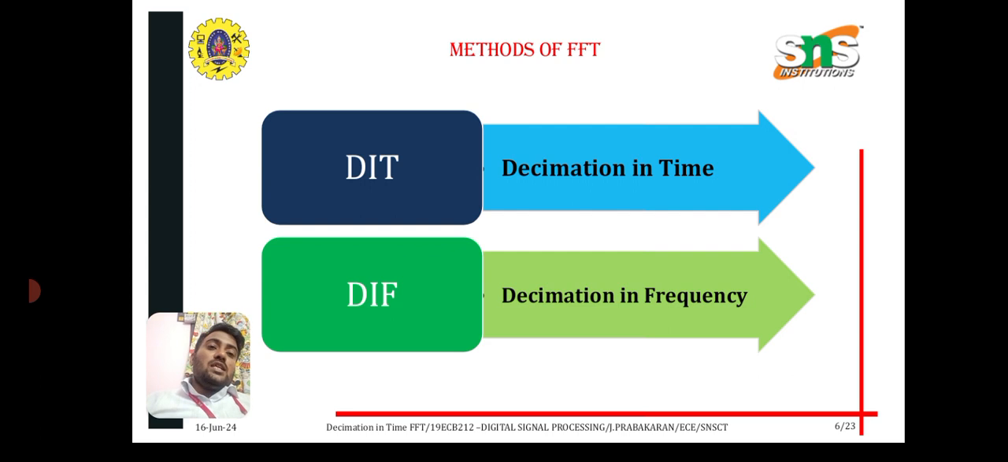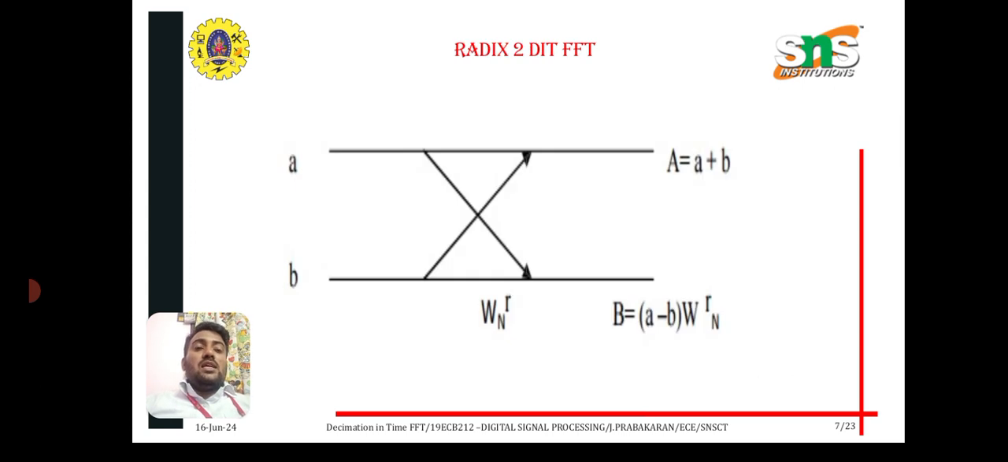In fast Fourier transform, we are using two types of algorithm. The first one is the decimation in time algorithm, and the second one is the decimation in frequency algorithm. In this video, we will see the decimation in time algorithm. This is the butterfly diagram for the radix 2 decimation in time algorithm FFT.